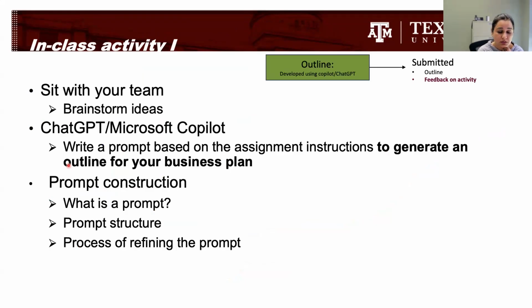So starting with the first step, we did a class activity. I told the students to sit with their team and brainstorm ideas, what type of business they want to do, what are the products that they want to sell, and then think about the perfect location. And also some additional things that they want to have. So I had a questionnaire for the brainstorming. And then based on their discussion, they should write a prompt to generate an outline.